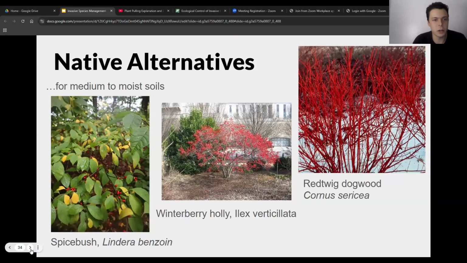And then, okay, just in general, for medium to moist soils, if you've got some shade, put a spicebush there. Smells incredible, beautiful red berries in the fall and winter. Edible, you can use them in your cooking.